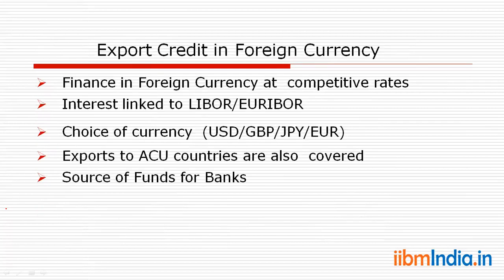Export credit in a foreign currency is financed in a foreign currency at a competitive rate of interest linked to LIBOR, the London Interbank Offered Rate, or the Euro Interbank rate. Choice of the currency, whether it is a US dollar, Great Britain pound, Japanese yen, or Euro. Exports to the ACU countries are also covered. Sources of funds for banks.